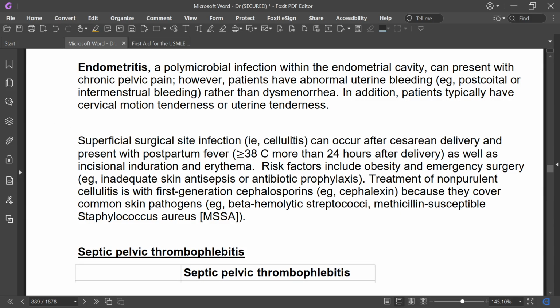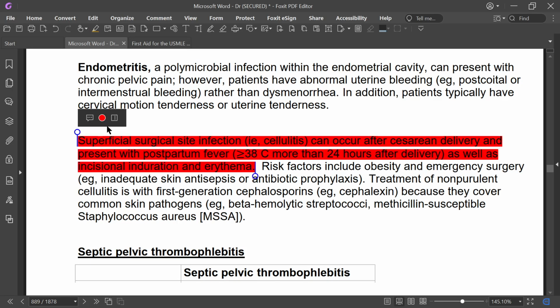Superficial surgical site cellulitis can occur after cesarean delivery. It can present with postpartum fever more than 38 degrees Celsius for more than 24 hours after delivery, as well as incisional induration and erythema. Risk factors include obesity and emergency surgery. Treat with cephalosporin, because of the need to cover common skin pathogens such as hemolytic streptococcus and MRSA.